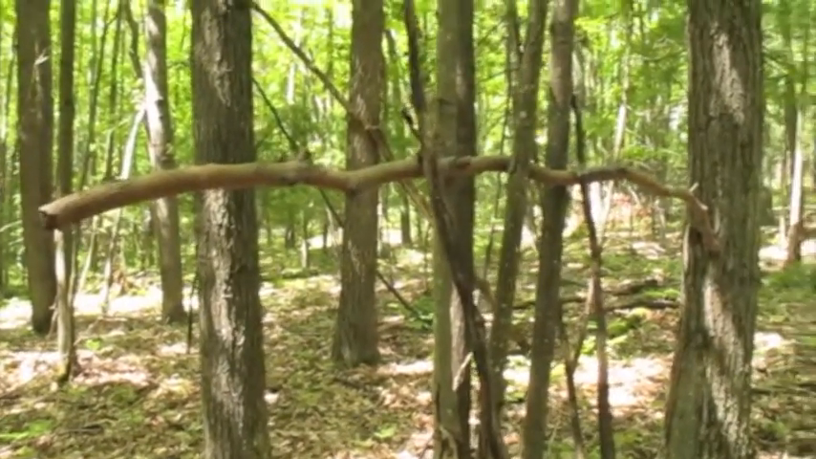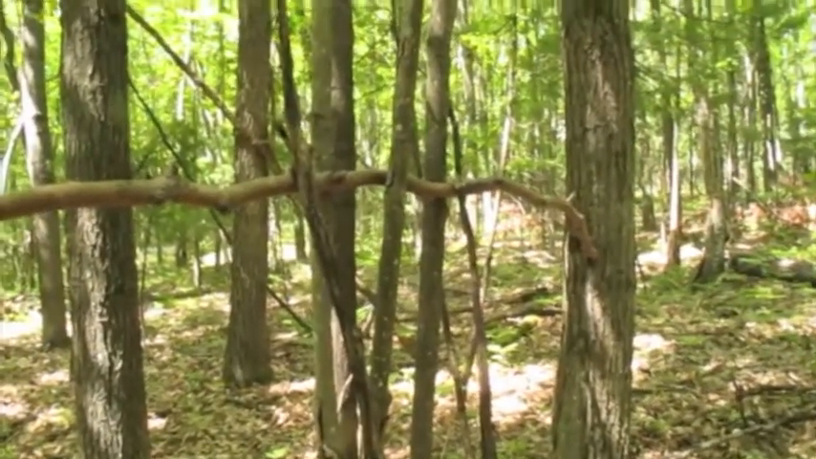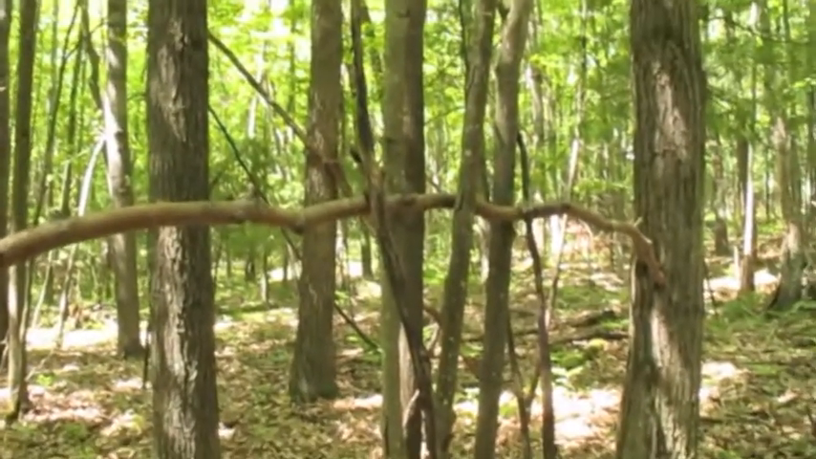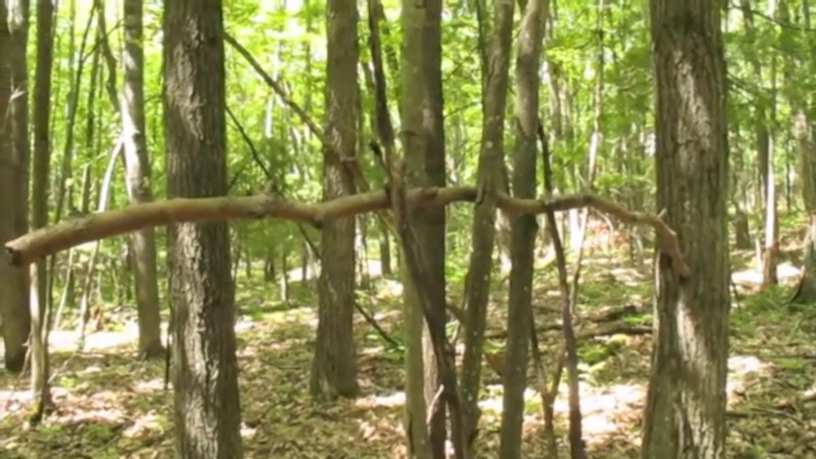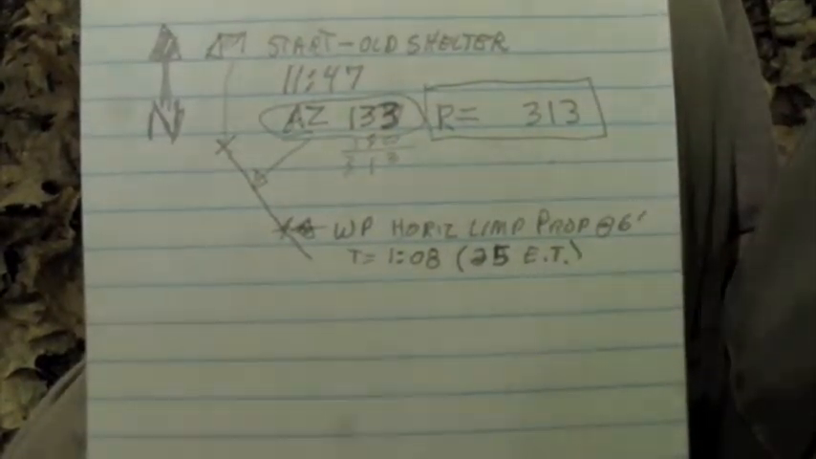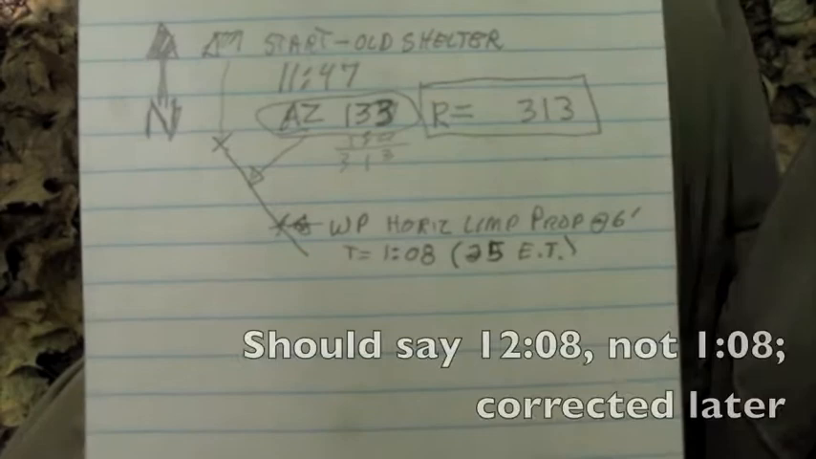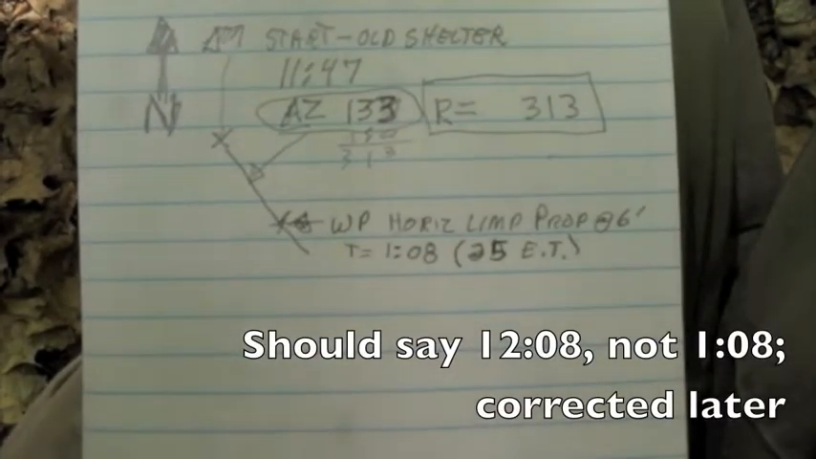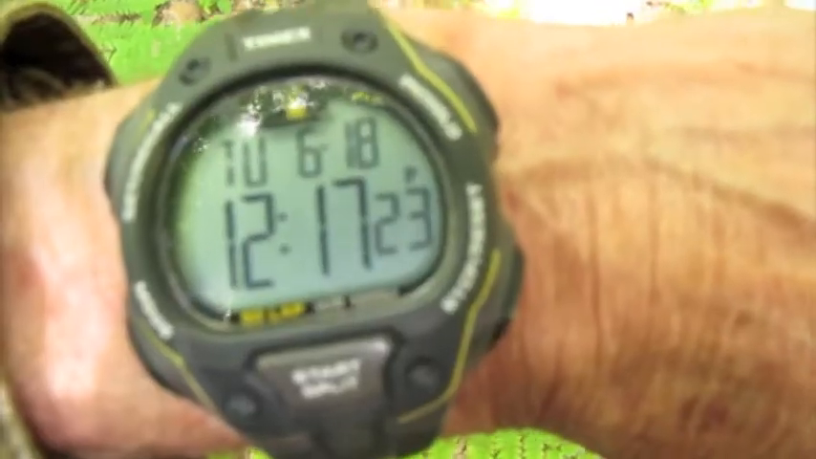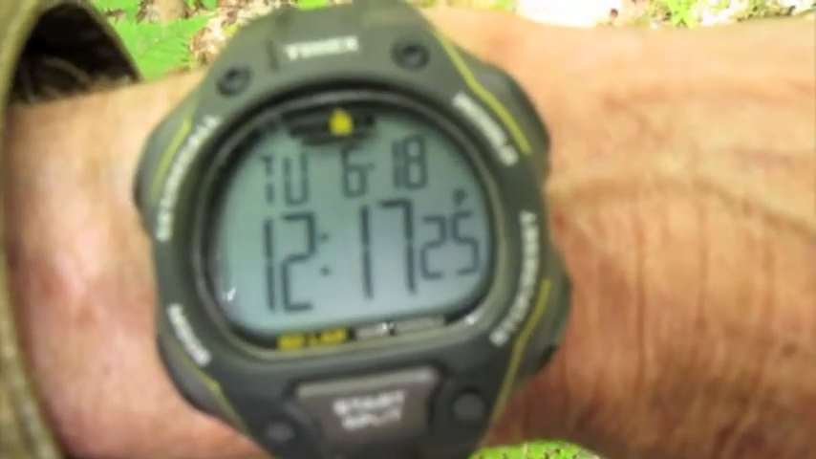I put that horizontal piece in there, and it's supported by those branches, so that ought to be easy to spot. I've marked the time and ET, elapsed time, on my azimuth of 133. It's been about 9 minutes.